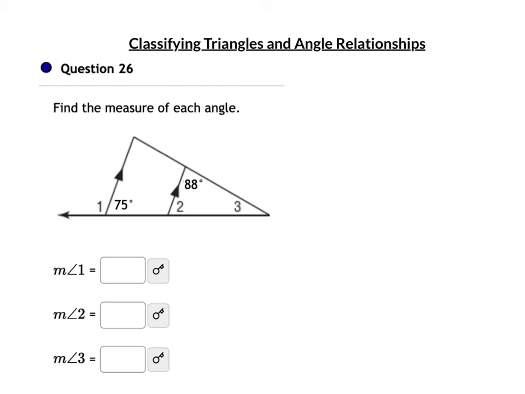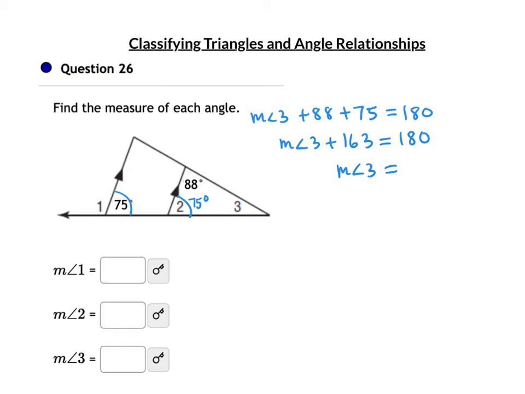Here we have to recall corresponding angles. Notice the parallel lines. This angle and this angle are corresponding angles. So we immediately know that angle 2 is 75 degrees. I know that the measure of angle 3 plus 88 plus 75 would equal 180. So the measure of angle 3 plus 163 is equal to 180. Subtract 163 from each side, and the measure of angle 3 is equal to 17 degrees.